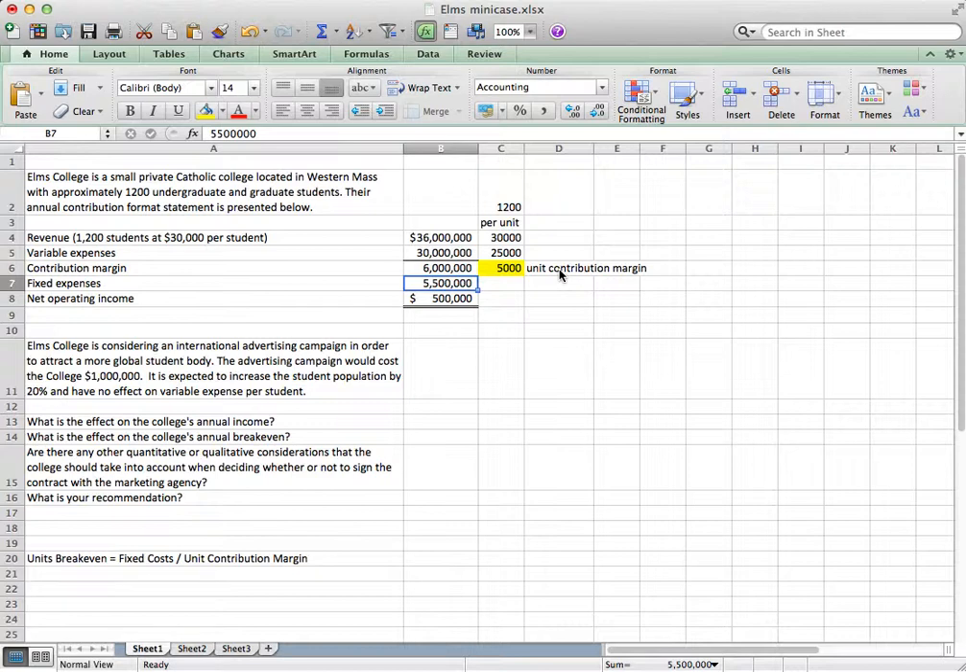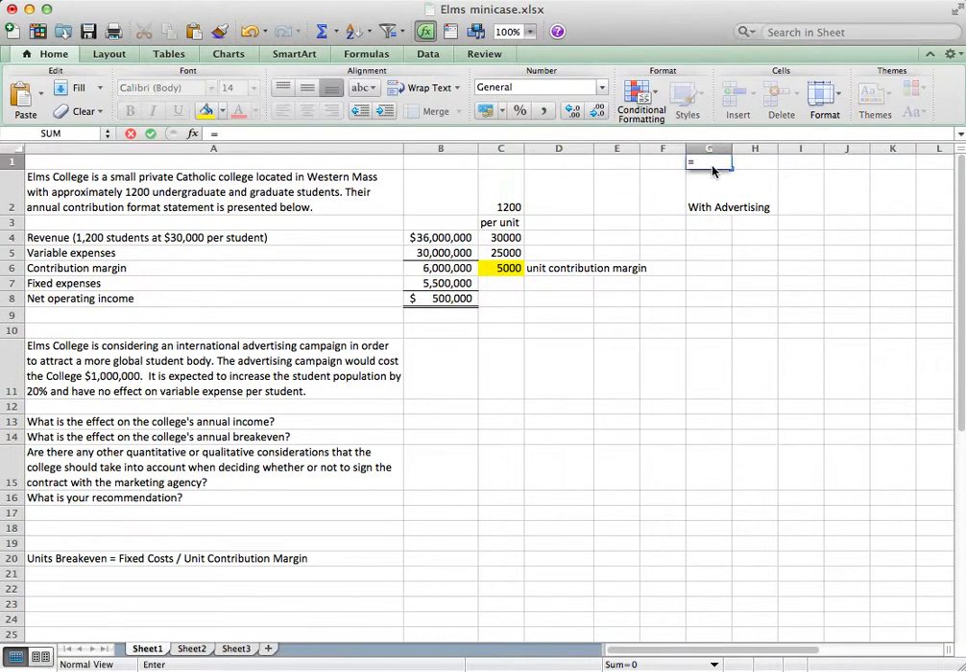Now from that, I am going to look at what would happen if we added that advertising. It says down here that we're considering an advertising campaign. And if we do this campaign, we would attract more students. The advertising campaign costs $1 million. So that $1 million is now going to be included in my fixed expenses. Whether I get students or I don't, I have to pay it. So it is now a fixed expense. As a result of doing this, it's expected that our population will grow 20%, and it has no effect on the variable cost per student.